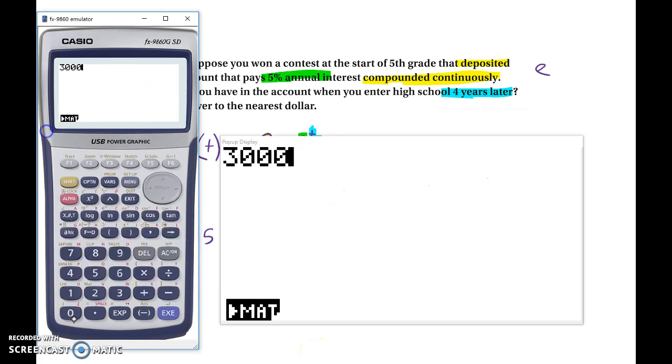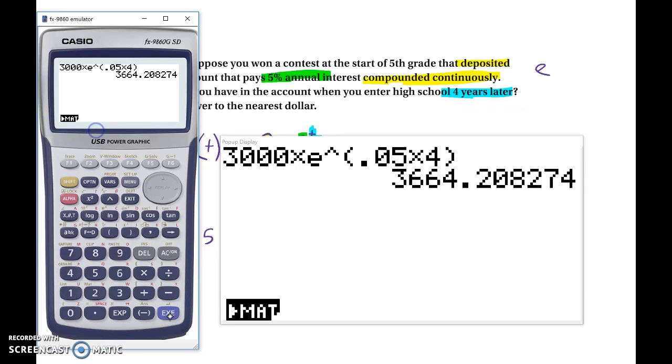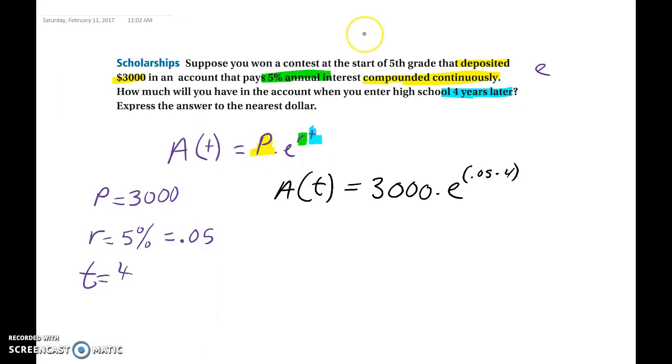So it'll be 3,000 times shift ln, so we get our e, our Euler's number. And now it's important that you put this in parentheses, because if you don't put it in parentheses, it's only going to raise e to the 0.05 power and not 0.05 times 4. So that means after 4 years, you would roughly have $3,664.21. So our answer to this will be approximately $3,664.21. So you would earn roughly $664 more than what you put in.